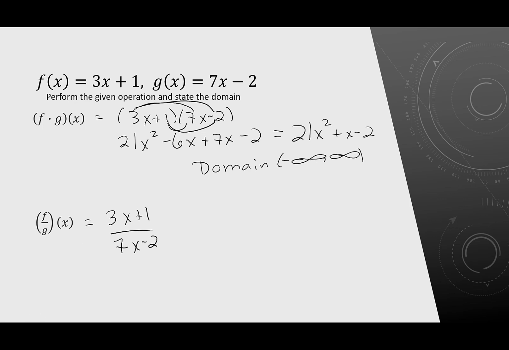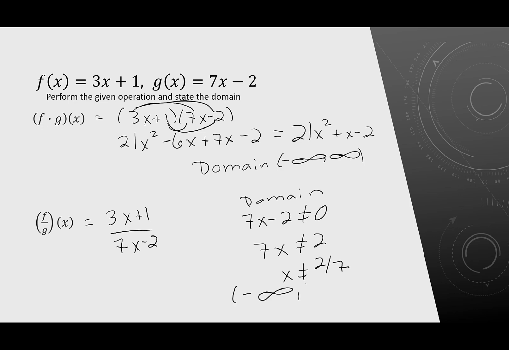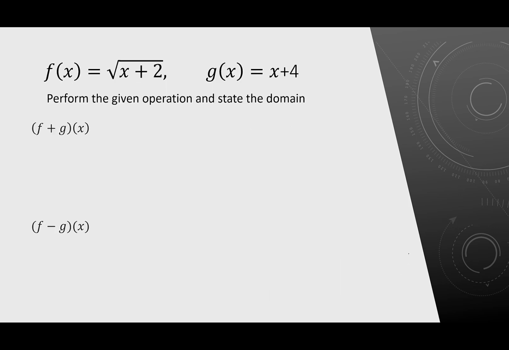The domain for f over g is different. I want to make sure that 7x minus 2 is not equal to 0. 7x won't be equal to 2, and x will not be equal to 2 over 7. If I write that as an interval, I would say negative infinity to 2 over 7, union 2 over 7 to infinity. So let's change our functions.